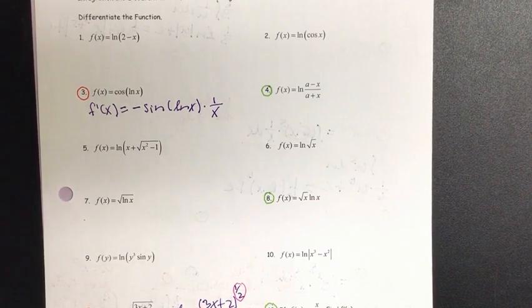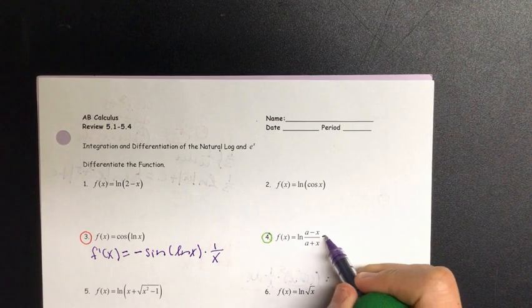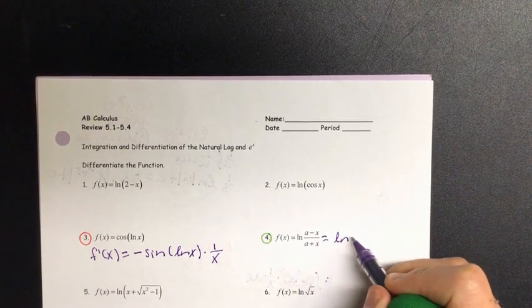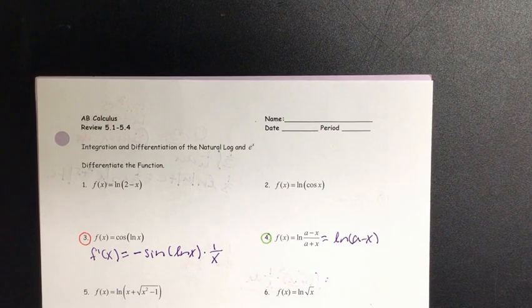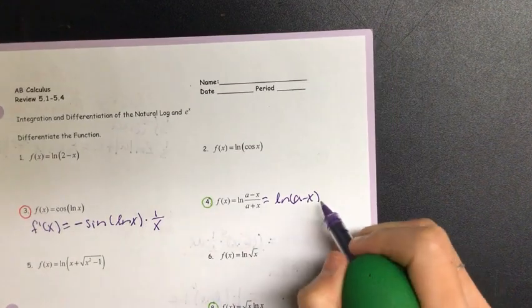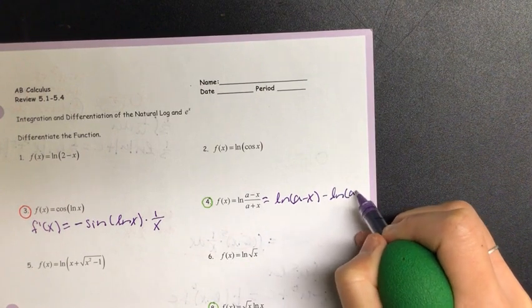All right, on number 4, the first thing we should do is expand our natural log. So when I do, we get natural log of the top argument. And how do I separate it if it's been divided on the inside? Minus. And then we have natural log of the second argument on the bottom.